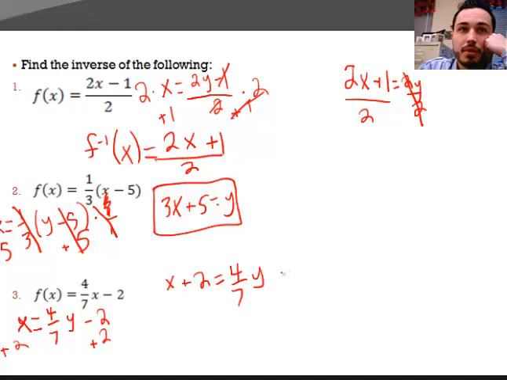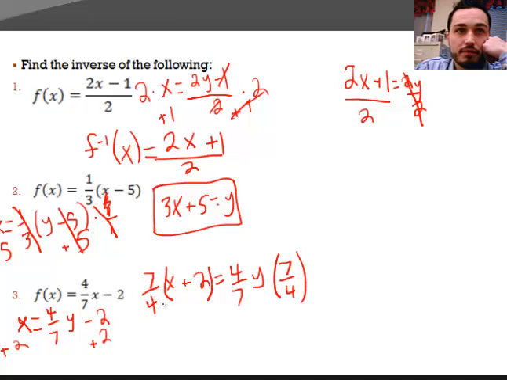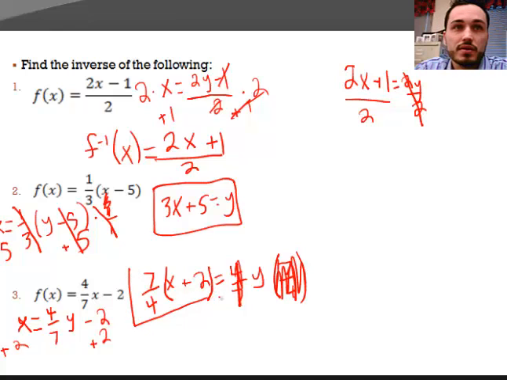I'm going to multiply both sides times the reciprocal, which is 7 over 4. So times 7 over 4. And make sure you put parentheses around the whole thing here, around the whole x plus 2. So it would be times 7 over 4. And that's going to be my answer there, because everything else is canceled around the y. So my answer is this right here, 7/4 times (x plus 2). Next slide.